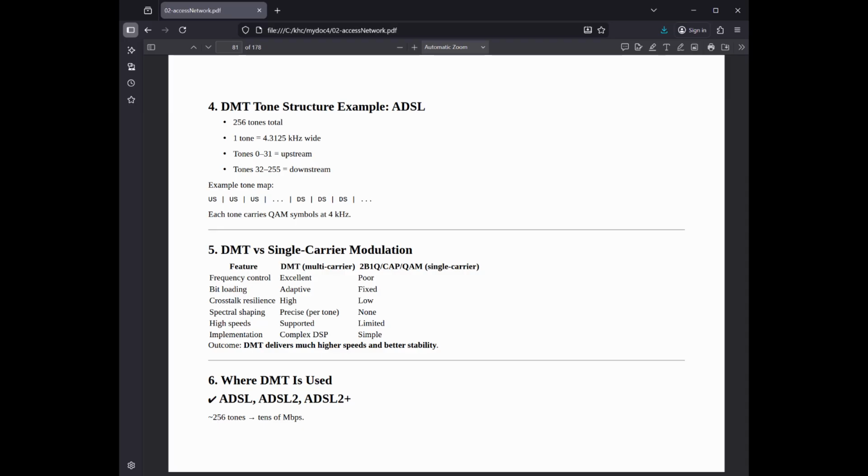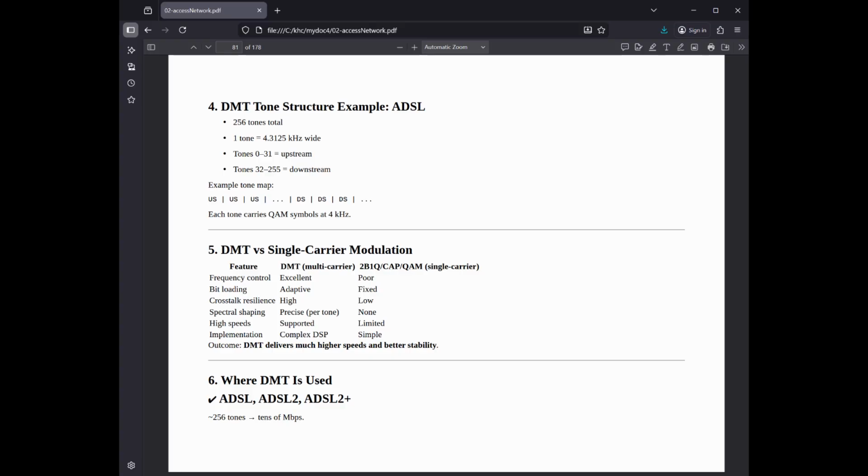DMT frequency layout, example, ADSL. In a typical ADSL deployment, the 256 bins are allocated to keep voice and data separate. Bins 0 to 5 are reserved for voice, POTS, 0 to 25 kHz. Bins 6 to 31 are reserved for upstream data. Bins 32 to 255 are reserved for downstream data.